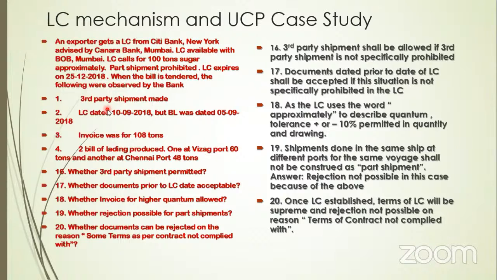But is it permitted or prohibited? It is permitted. Why permitted? If the LC doesn't prohibit, third party shipment is permitted. That is the UCP rule. If you want to prohibit, then you should specifically state in the LC that any shipment done by a third party is not allowed. Who is a third party? Other than the exporter, other than the beneficiary. Understood, madam? If it is prohibited in the LC, then only is it prohibited. If the LC is silent, it is permitted. Agreed, madam? Yes or no?